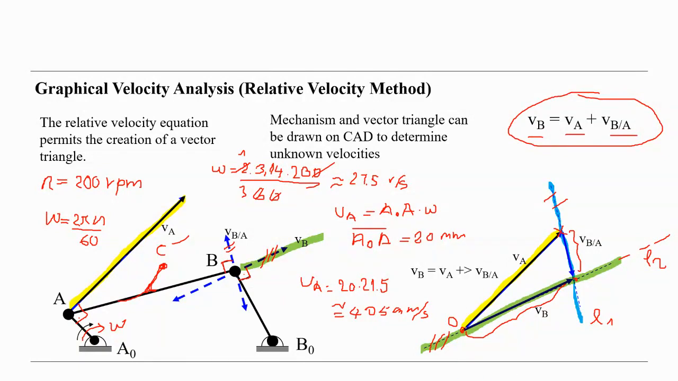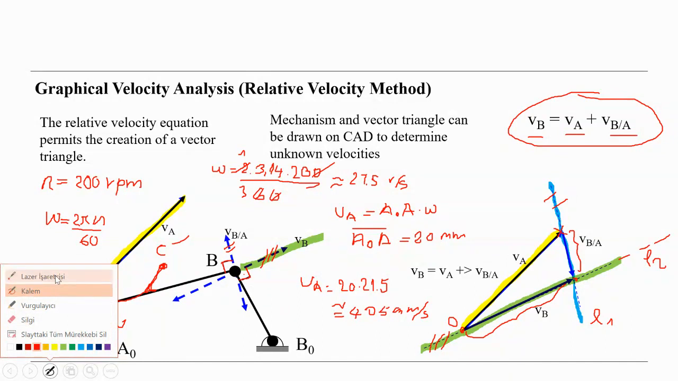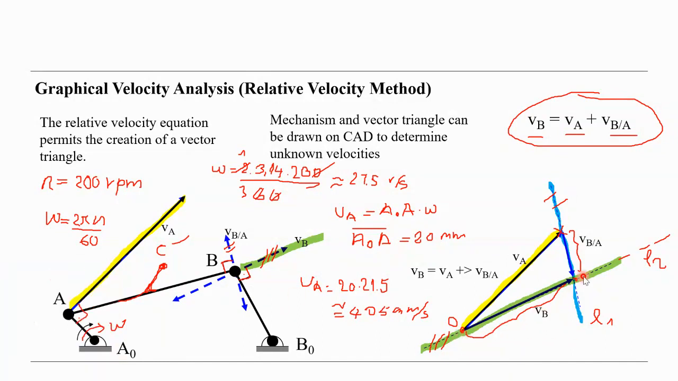normally VB is equal, you see VB is here, let's use the laser pointer. So VB is equal to VA plus VBA. VA plus VBA. Okay, this is also correct. So then, how can we calculate the magnitude of VBA and VB?